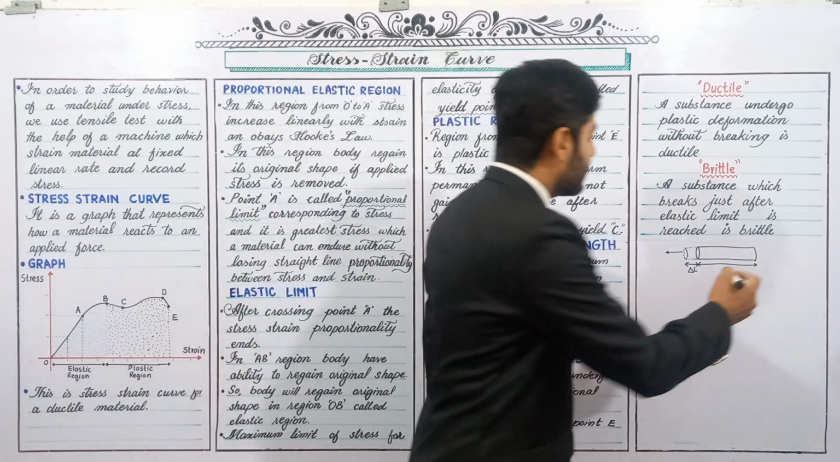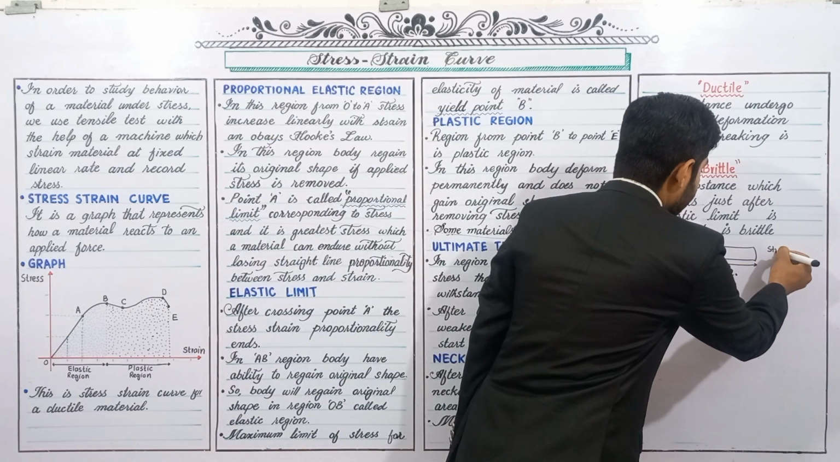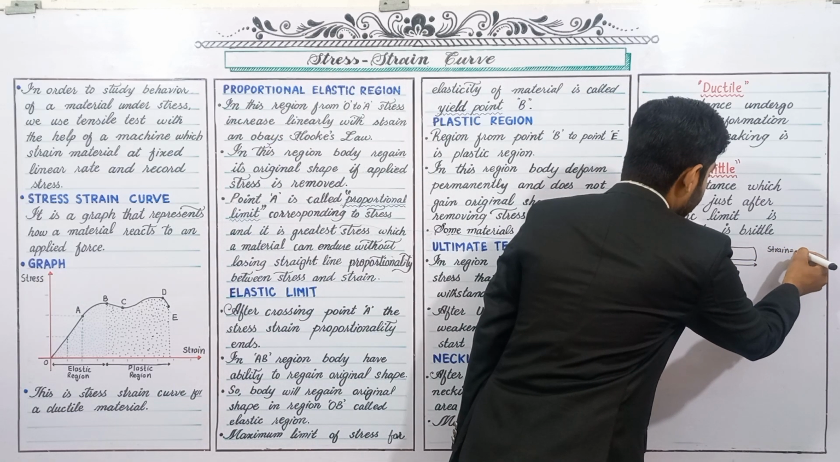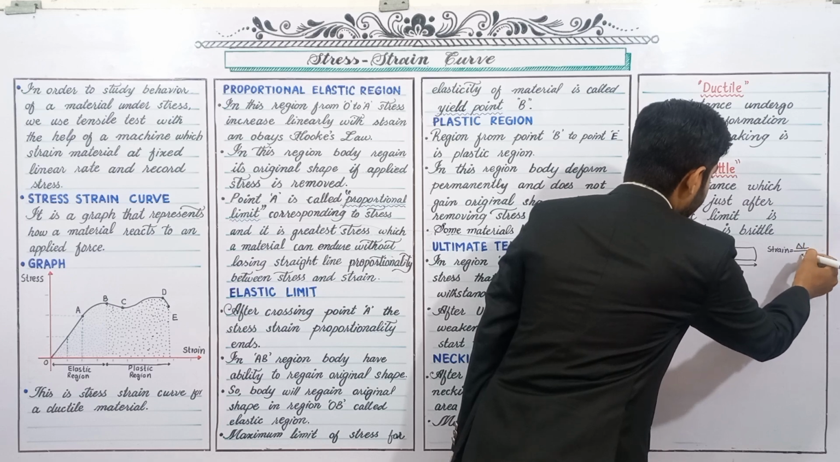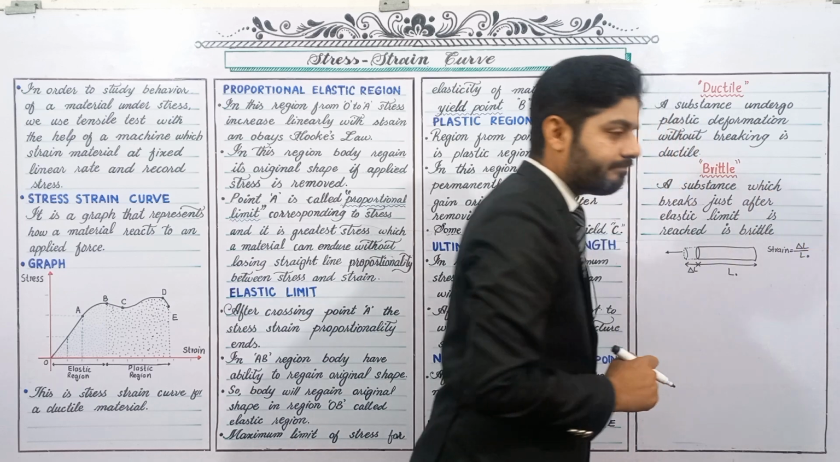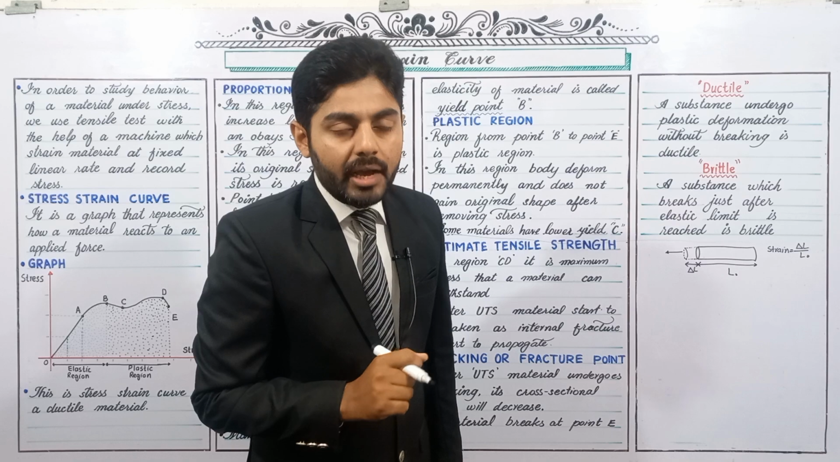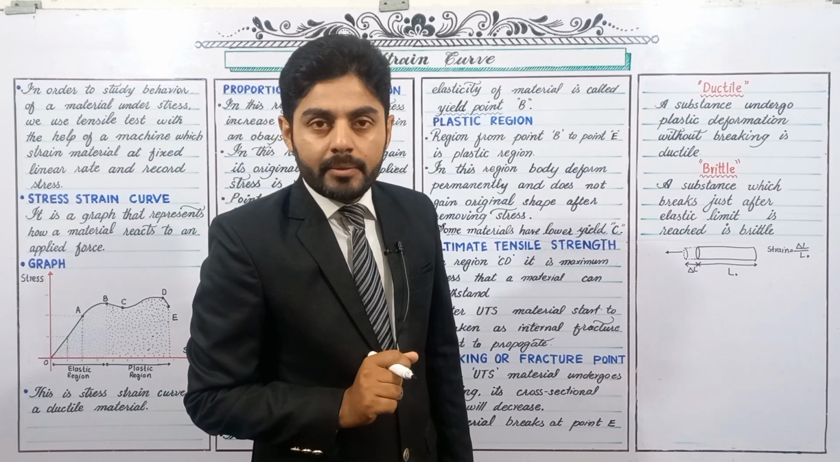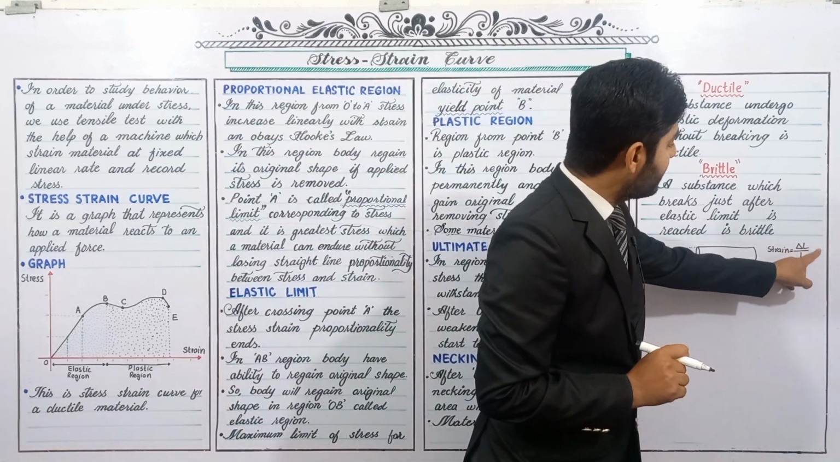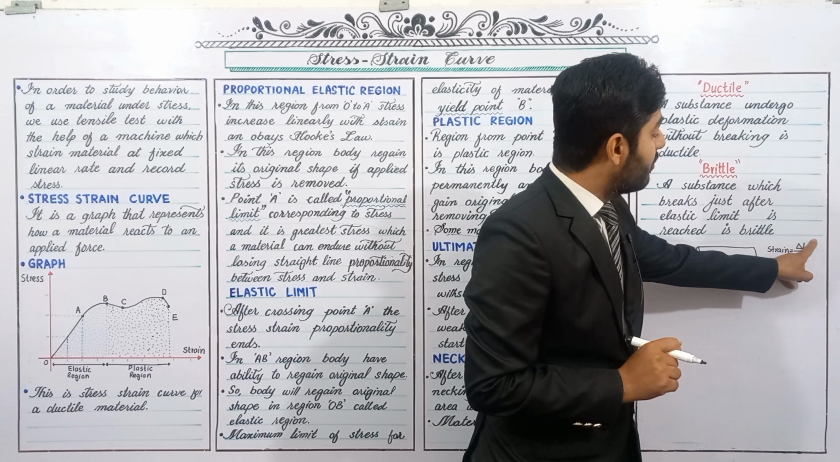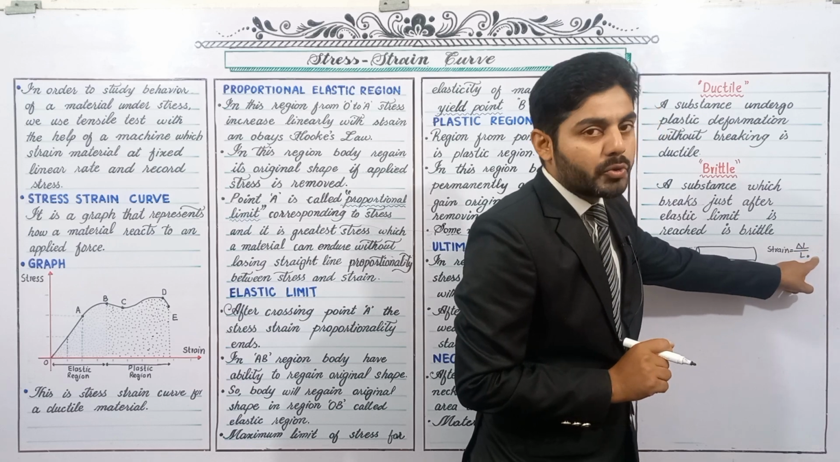So we simply say that strain in this case is equal to delta L over L naught. And strain has no unit. Why? Because length divided by length, meter will be cancelled by meter, so no unit.